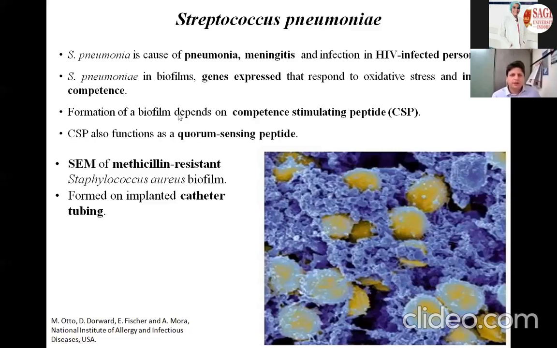So in the biofilm, Streptococcus pneumoniae develops a competence stimulating peptide. This peptide is responsible for quorum sensing, and because of that, they develop methicillin antibiotic resistance in the biofilm. This is a sample derived from catheter tubing, and you can see the blue is the biofilm and the yellow is artificial coloring of the scanning electron micrograph image.